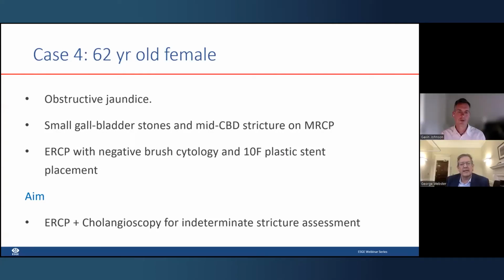So this is a case of a 62-year-old woman with obstructive jaundice. She's been shown to have some small stones in her gallbladder and has a mid-bile duct stricture. She had an index ERCP at which the stricture was defined, brush cytology was negative, and a 10 French plastic stent was placed. She has been referred back here for a further ERCP with cholangioscopy to assess this indeterminate stricture.